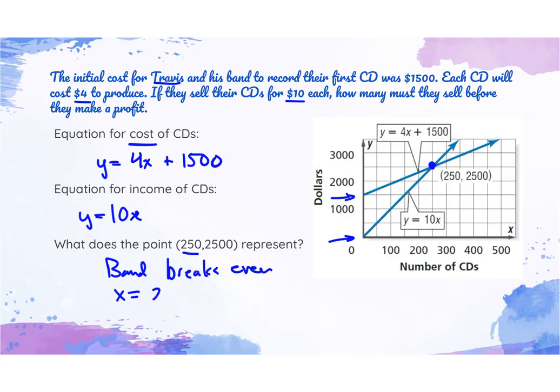So that means at 250 CDs, the band has made $2,500. So they have paid off their $1,500 debt, and they have made enough money to pay for every CD they've made. So that is where they start making money.